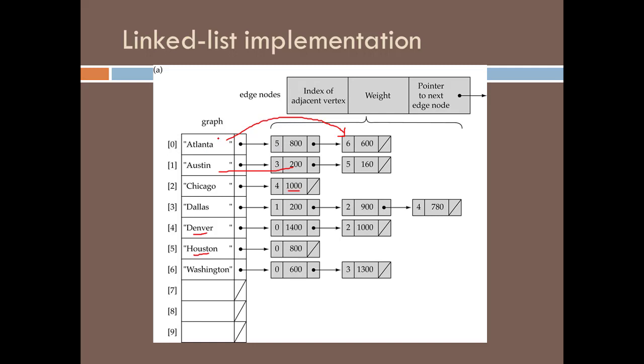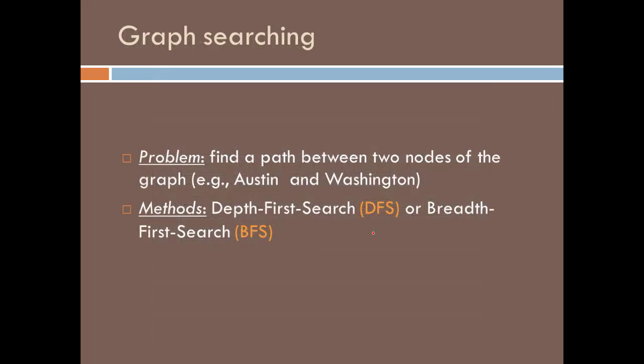For example, from Atlanta we have 2 connections, one with the 5th, which is Houston, and one with the 6th, which is Washington. Atlanta to Houston is 800, for example, kilometers. Atlanta to Washington is 600, for example, kilometers, and so on for the others. So if we are given a graph, we can easily depict that graph in a data structure, either a linked list based implementation or an array based implementation.